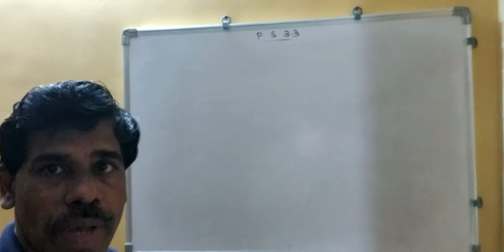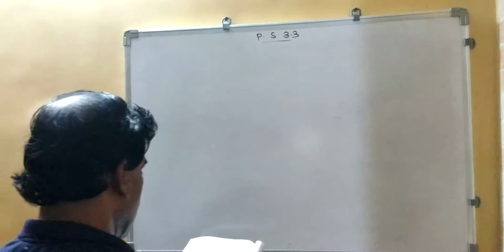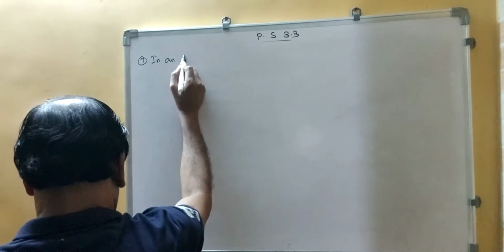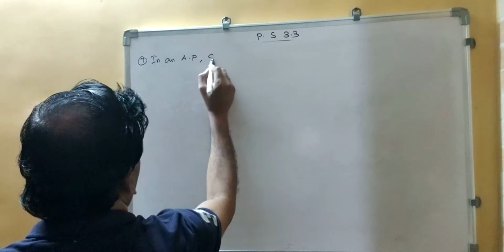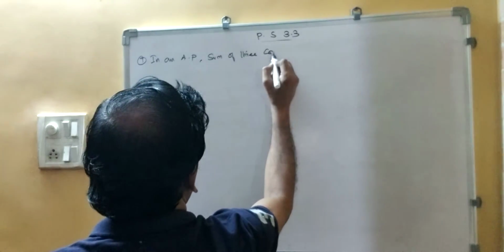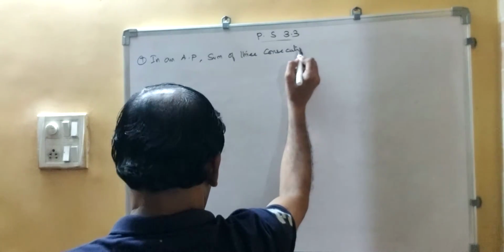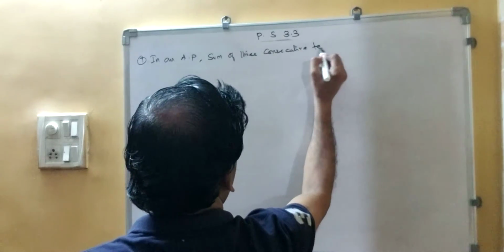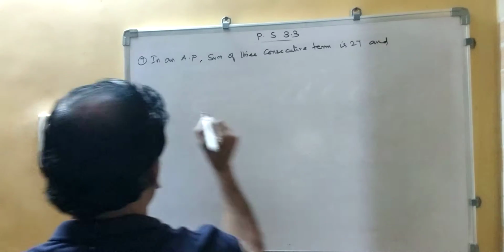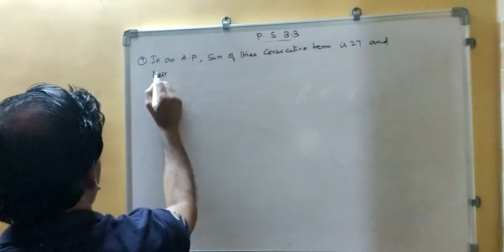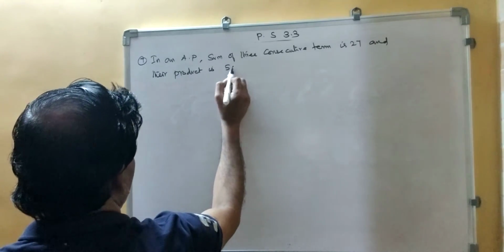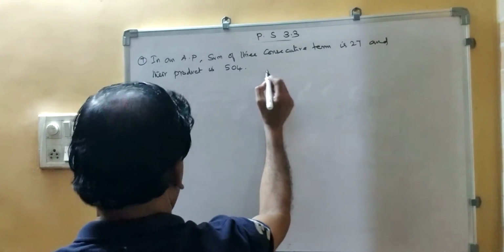So this is also a very important sum. In an AP, the sum of 3 consecutive terms is 27 and their product is 504. Find the terms.